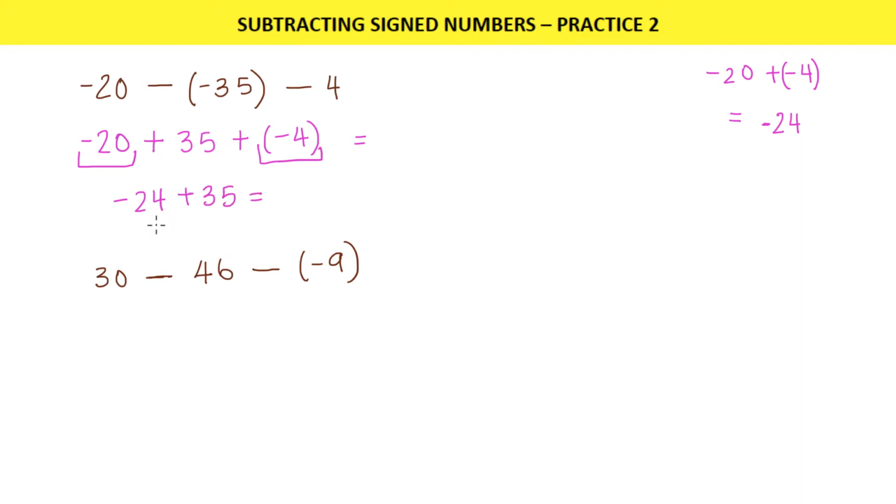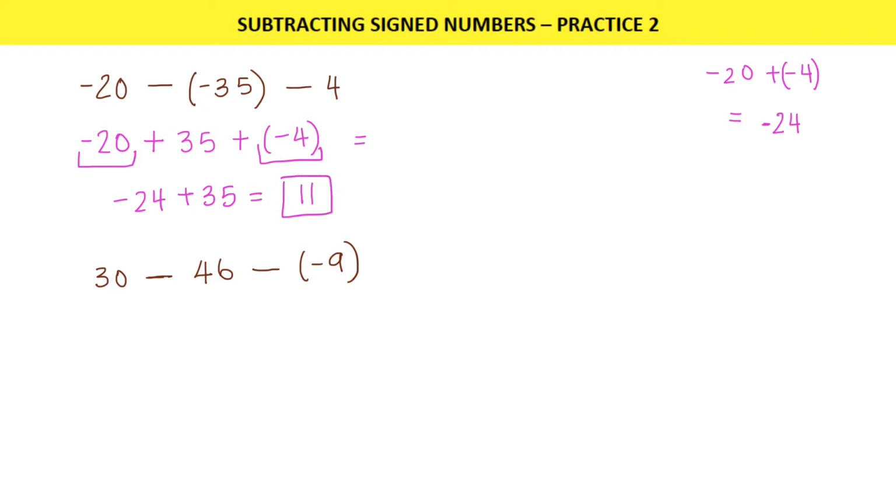Now, negative 24 and 35 are opposite signs, so they're different signs, so they're going to cancel each other out. That means we're going to subtract them. 35 minus 24 is 11. And since the absolute value of the positive number is greater than the absolute value of the negative number, your answer will be positive.